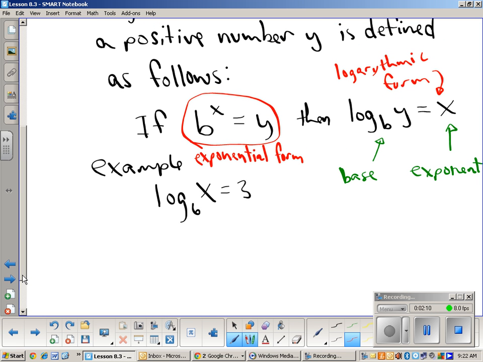Okay, so if I want to take this one and write it in exponential form, solve for x. How do I write that? Exponential form.